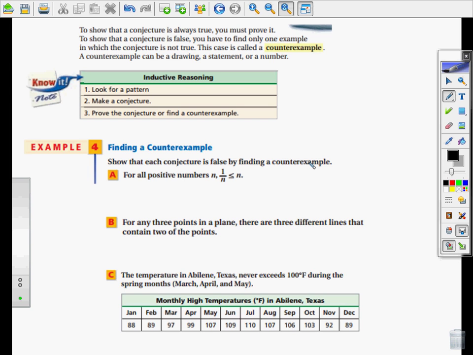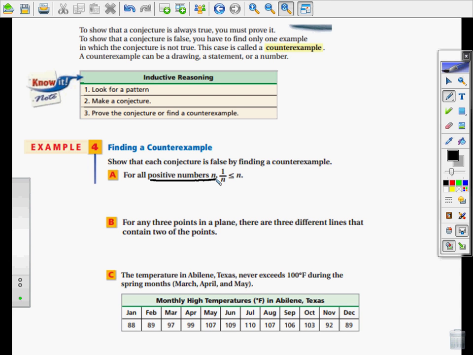All right, let's look at letter A. For all positive numbers n. Any positive number could be a whole number, a fraction, a decimal, anything, as long as it's positive. It can't be 0 and it can't be negative, okay? So don't limit yourself whenever you see the words positive numbers. Don't think only counting numbers, only whole numbers, only positive integers. It doesn't say that. It says any positive number, and that could include your fractions and your decimals.